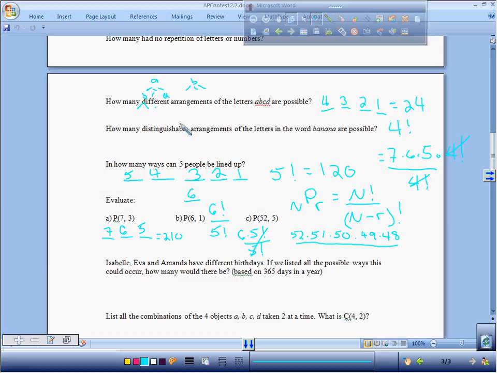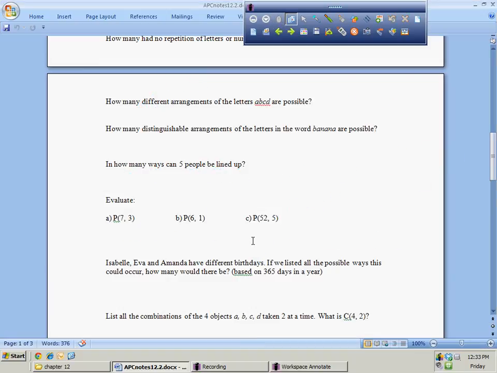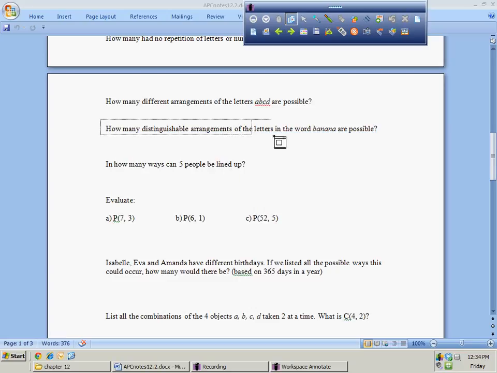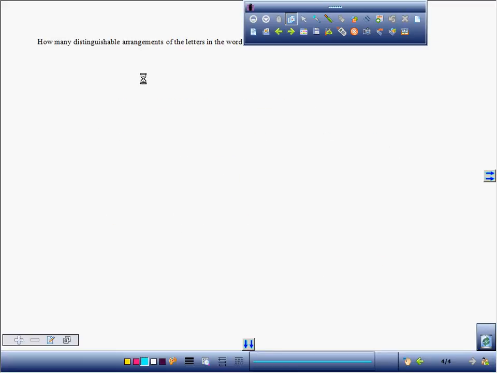Now, how many distinguishable arrangements of the letters in the word banana are possible? Okay. No, you would think that it would be 6 factorial. But there's repeating letters. There's repeating, yes, that matters. Okay. So, very good, Amanda. But aren't there always going to be 6 spaces? Watch.